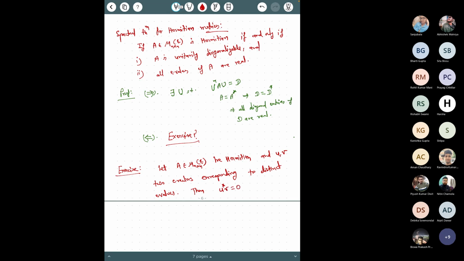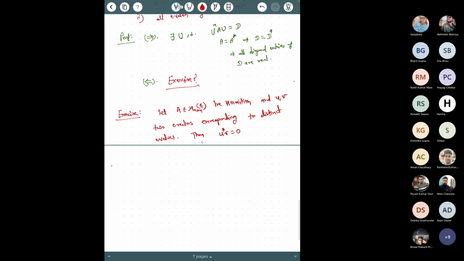They are orthogonal, and I'm saying orthogonal means they are orthogonal with respect to the standard inner product in Cn, because U and V are vectors in Cn. Since I'm not mentioning the inner product, you assume that it is the standard inner product. So one can prove that U star V is equal to 0. That means U and V are orthogonal. This also I give you as an exercise. This is just a one line proof.